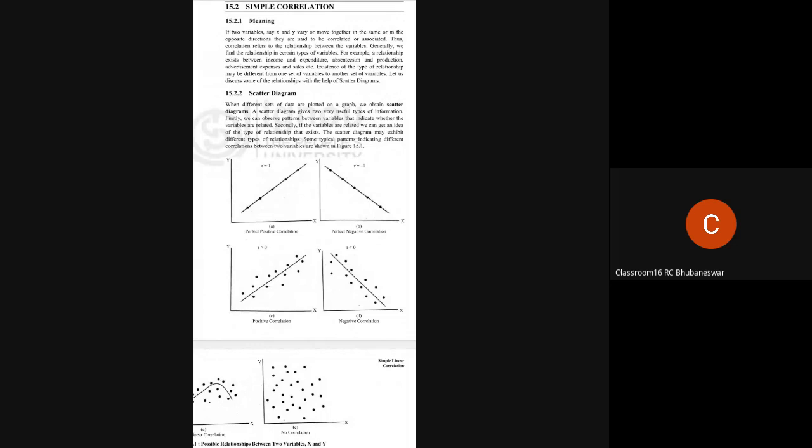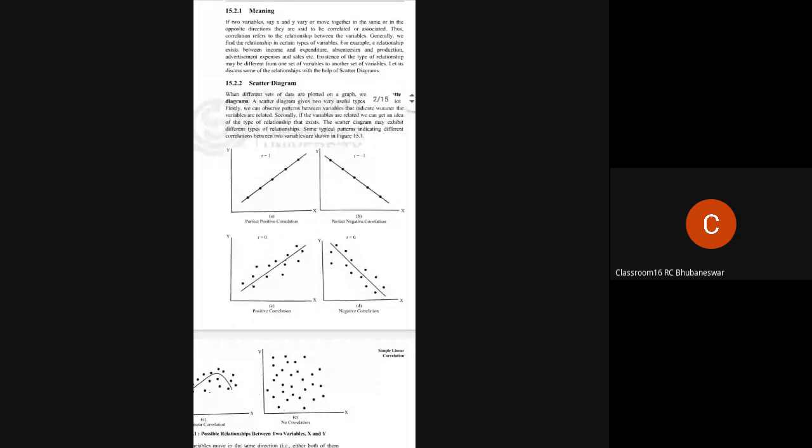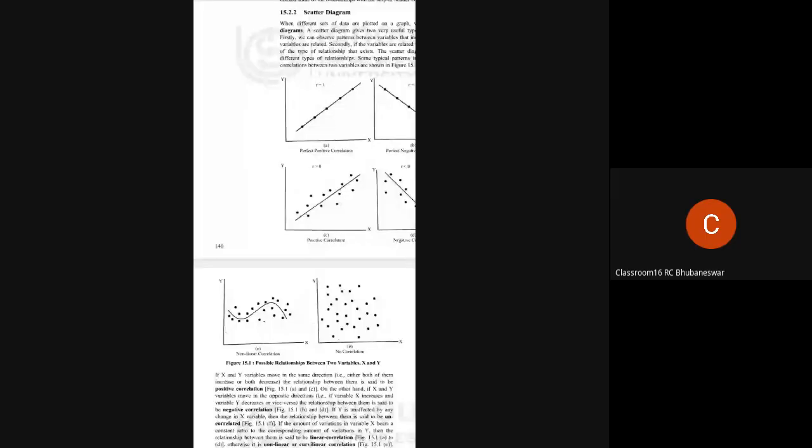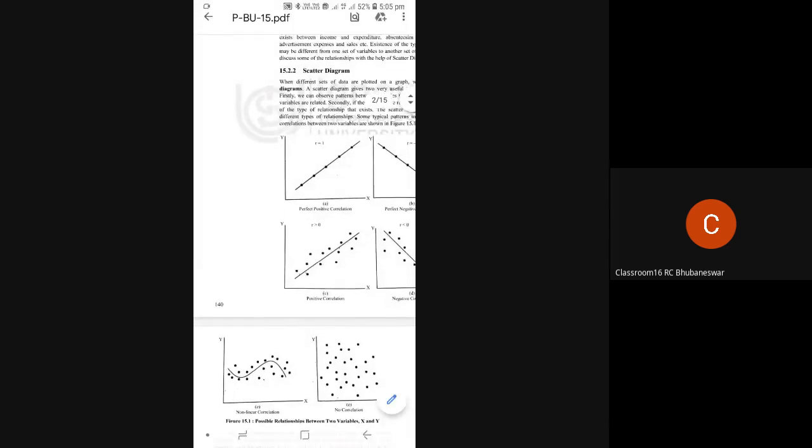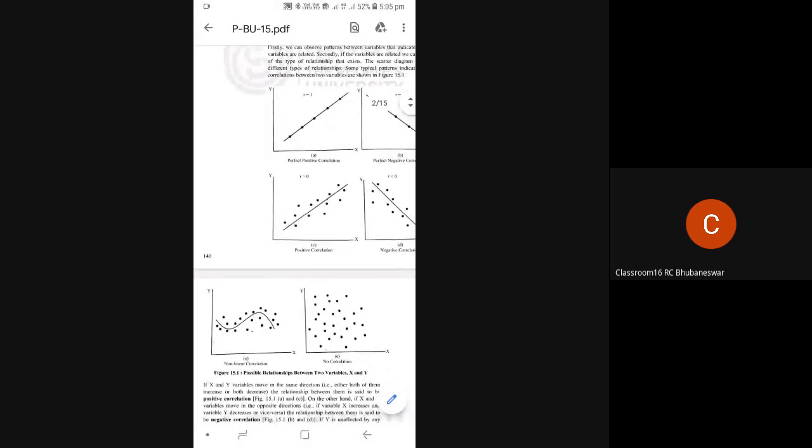Then in the next diagram you see positive correlation, where the points are not exactly on a line but are going in the same direction. Then negative correlation, similarly, where the two variables are not exactly on a line. Then non-linear correlation, where the graph is created in a curved way.